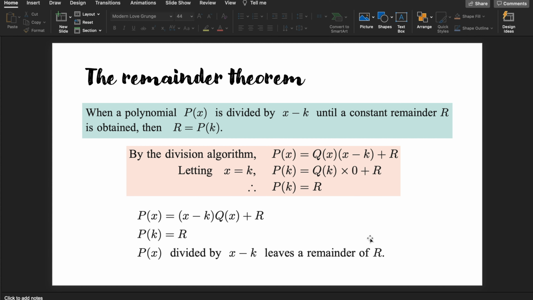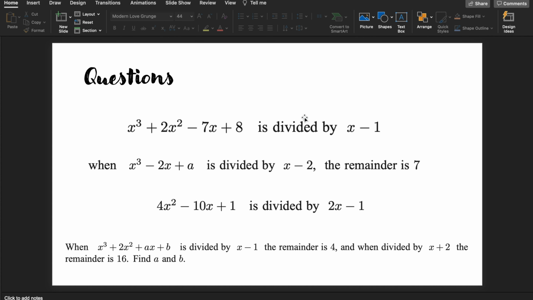So that's how we prove this, and that's how we know that this statement is indeed true. So now let's just look at this also. So if p of x equals x minus k into q of x plus r, we get p of k equals to r. So if p of x is divided by x minus k, it leaves a remainder of r. So the takeaway from this slide would be that if a polynomial is divided by x minus k, where k is a constant, then the remainder would be p of k. So if that's clear, let's move on to the questions.